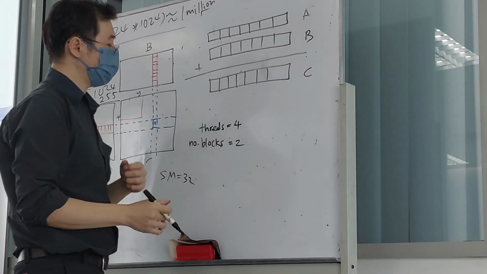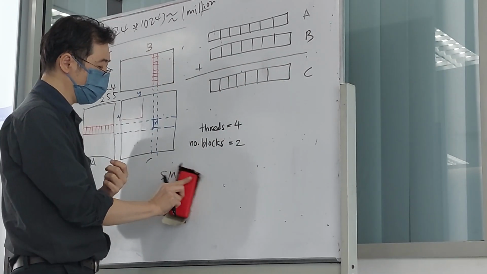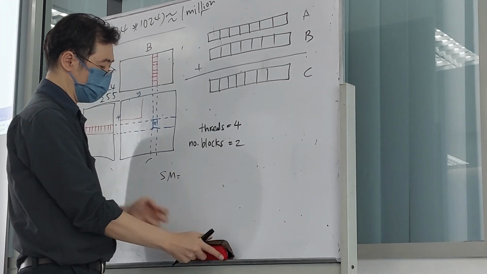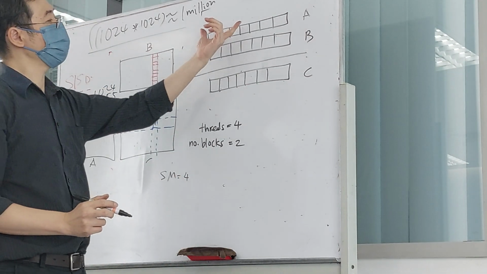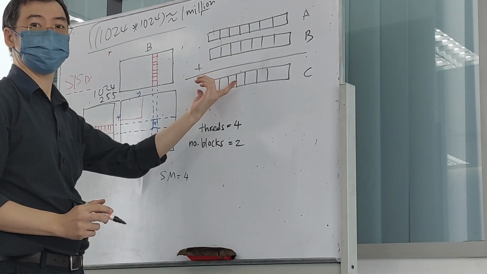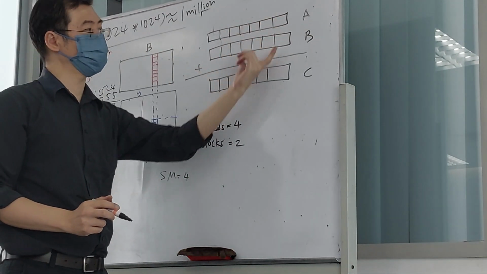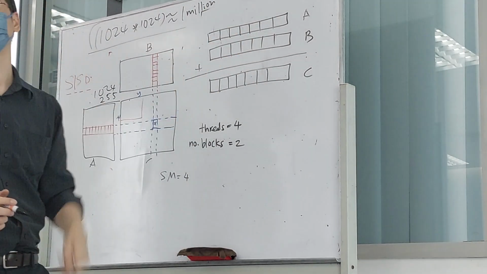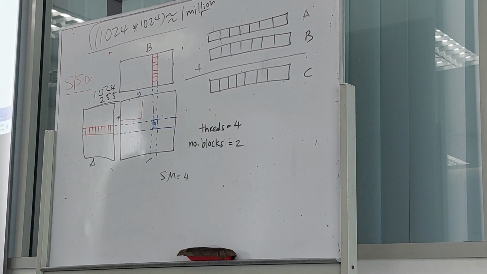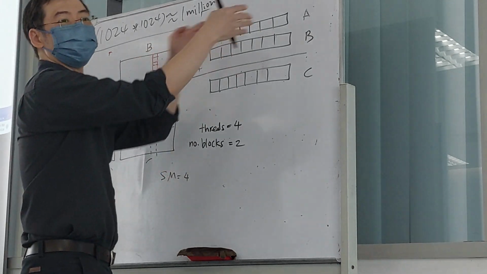Okay? But let's say if my number is very small, let's say it's only 4, then you can see already, only 4 cores can execute at the same time. Then the next block will be executed by the same core in the next cycle. You understand? But if it is enough, then you assign it.